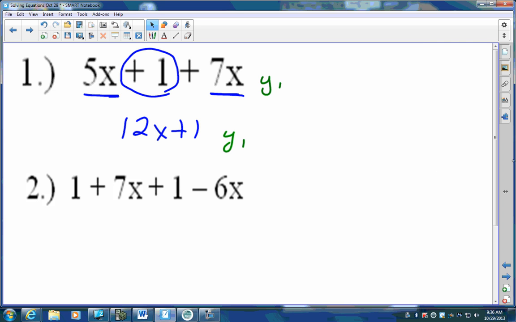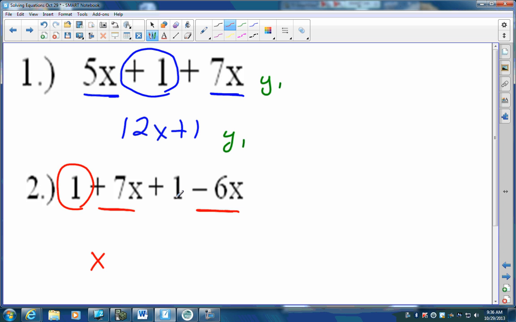So on the next one, I'm going to put together my x's. 7x minus 6x, which is 1x. Then I have 1 plus 1, which is 2. So my answer that you should have gotten is x plus 2. 7 minus 6 is 1x. 1 plus 1 is 2.